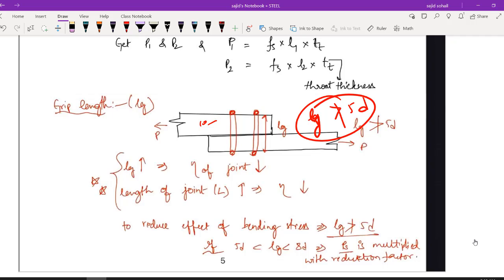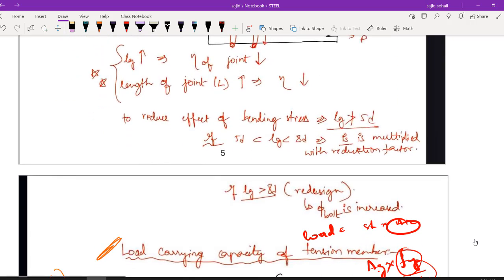Diameter of bolt, what will you do? You keep increasing that also, in such a manner that your length of grip will not be greater than 5 times the diameter. But let us say you reach the upper limit of the bolt. Let us say you have already used a 30 mm or 36 mm bolt, and you are unable to find a higher diameter bolt, and your length of grip is becoming greater than 5D. Let us say it is in the range of 5D to 8D.